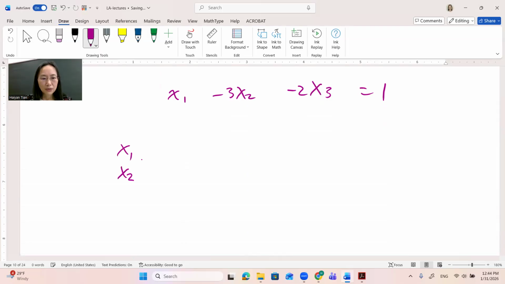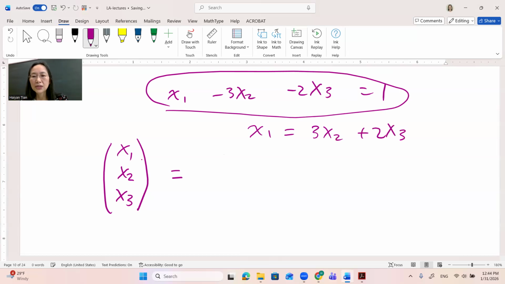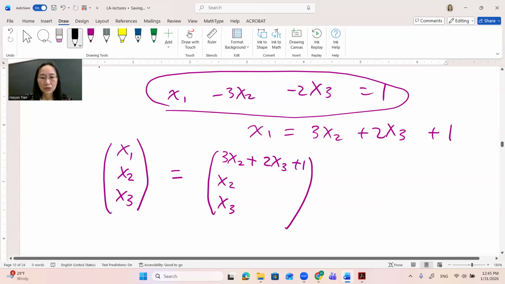We must remember to provide a solution with 3 entries. A solution vector must have 3 entries. So x1 is what? From this equation, we can find x1. x1 is the variable corresponding to that leading entry. x1 is 3x2 - 2x3 + 1. Now, x2 and x3 are free variables, but x1 can be written in terms of x2 and x3. So I will know how to calculate x1 as long as I give values to these free variables.